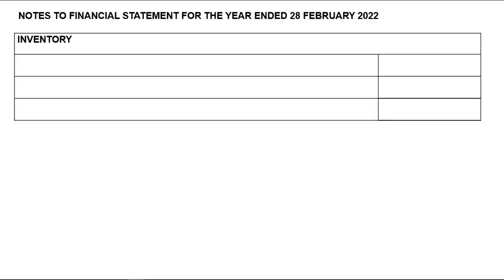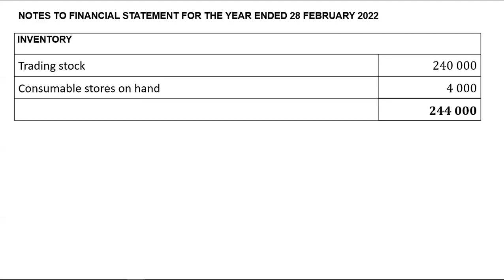For your inventory, you will have trading stock as per stock count, which was 240,000. Then you'll have consumable stores on hand of 4,000, and that will give you 244,000. Trade and other receivables, we will have 50,000. Insurance receivable, that will be 40,200. In total, it'll give you 90,200.